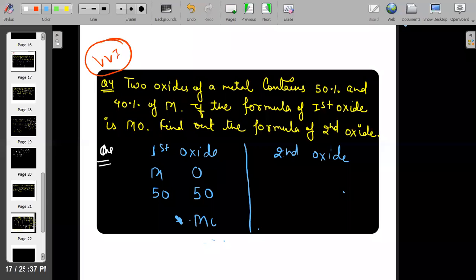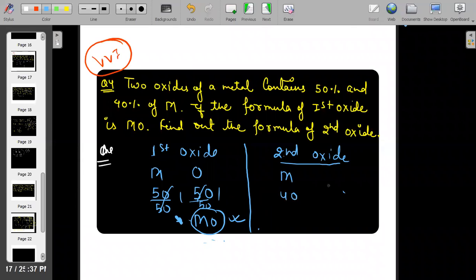The formula is given as MO. That means 50 divided by 50, 1 to 1. That's why they mention the formula is MO. Now for the second oxide, they are asking the percentage of metal. It is given as 40%. So what should be the percentage of oxygen? 60%.